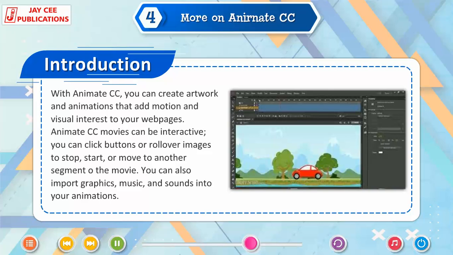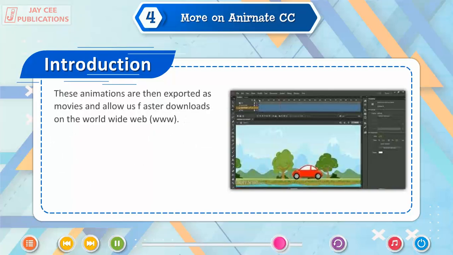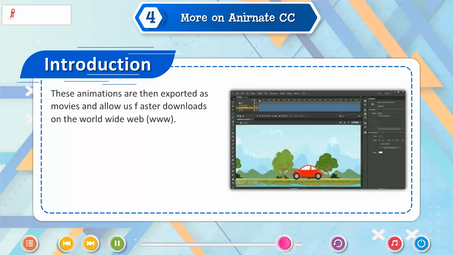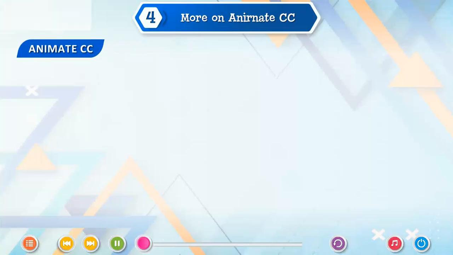You can click buttons or roll over images to stop, start or move to another segment of the movie. You can also import graphics, music and sounds into your animations. These animations are then exported as movies and allow us faster downloads on the World Wide Web, www. Animate CC.